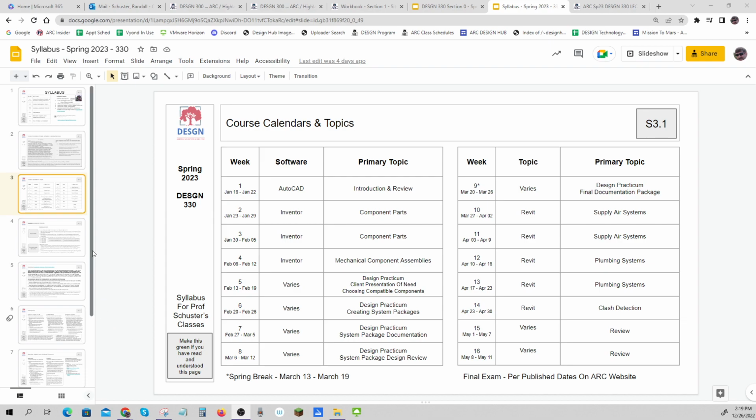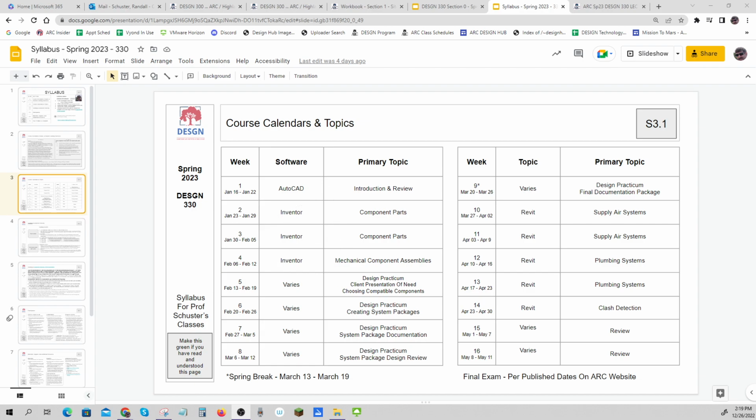Okay, let's take a look at our course calendar. This is preliminary. As we go through, I'll make adjustments depending on what the needs are for the class. But we'll start off with AutoCAD just to do an introduction and a review to the topic of mechanical drawings using AutoCAD, with skills that you already know but may not have used a lot recently.